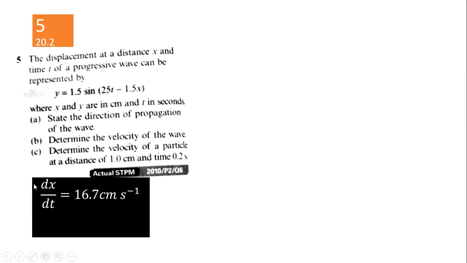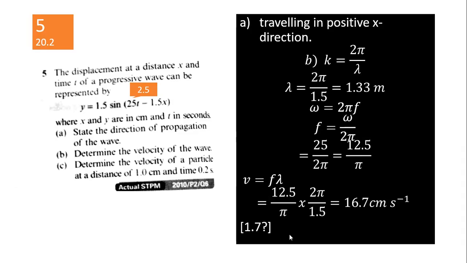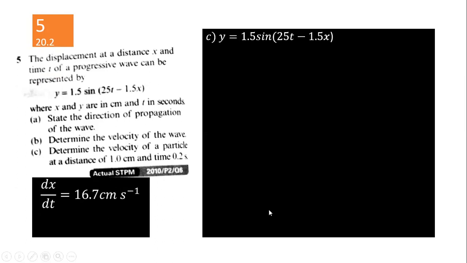Right? We have calculated the dy/dt, the speed. Okay, which is this one. Determine the velocity. So that's the equation. This equation. Put in your value. Right? This is the velocity of the particle, not the speed. This is the speed of the wave, or velocity of the wave.